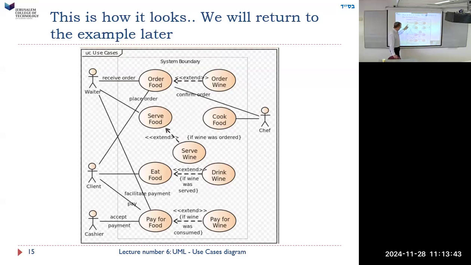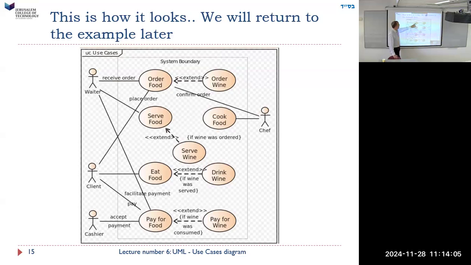In other words, notice that everybody's using pay for food, but they're doing different things with pay for food. Client is paying, cashier is getting the payment, and what is the waiter doing? It doesn't even say. Maybe he's drawing up the bill, right? He's maybe putting the things on the bill.